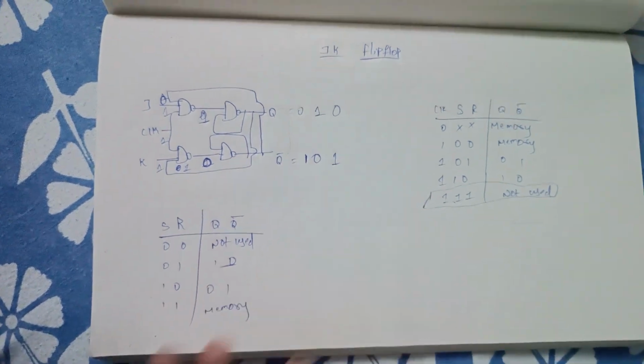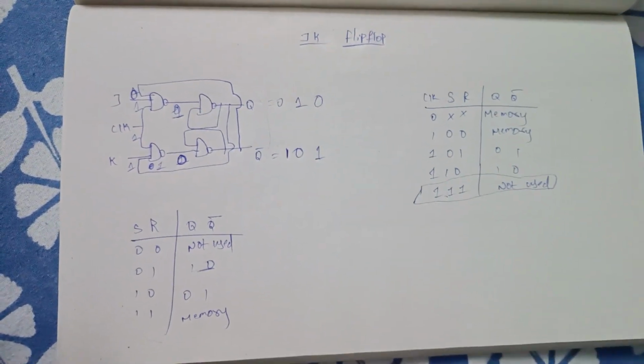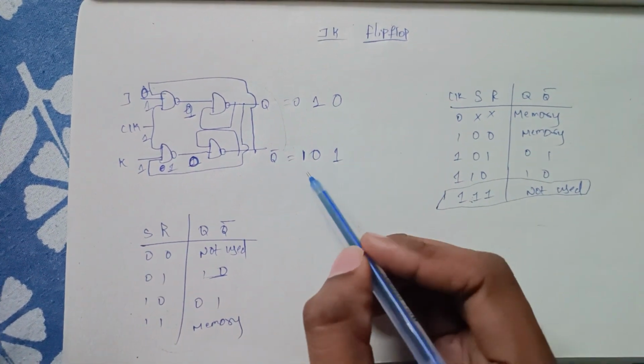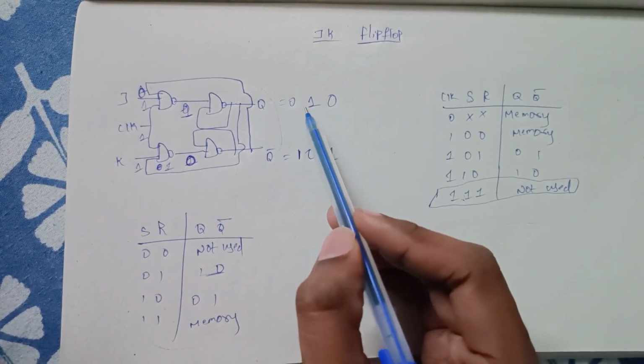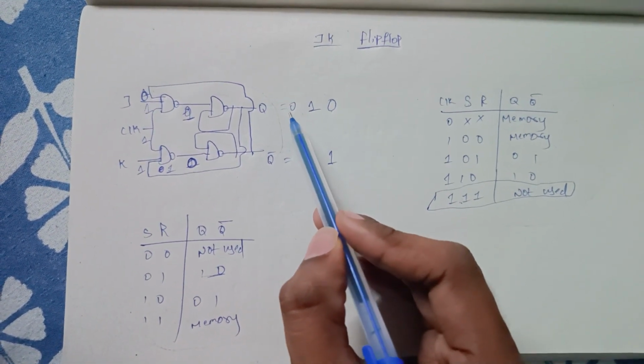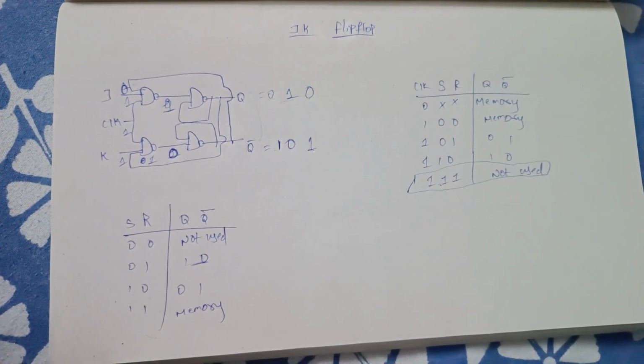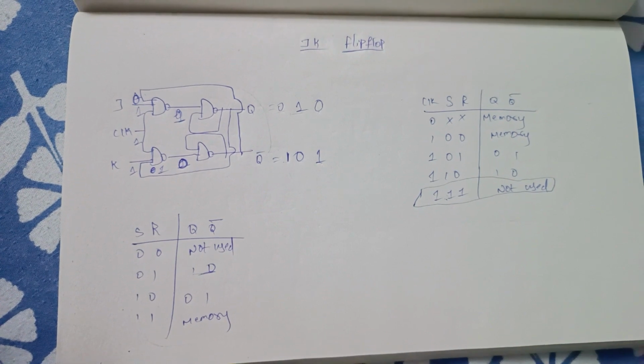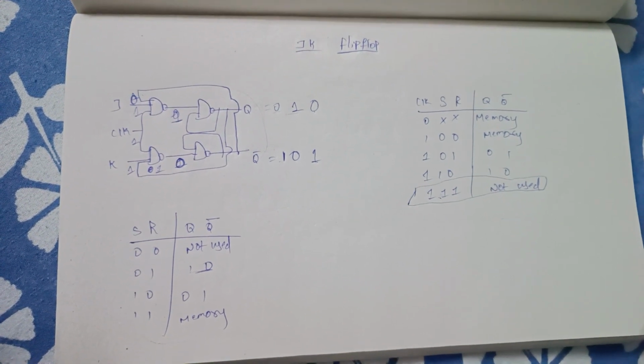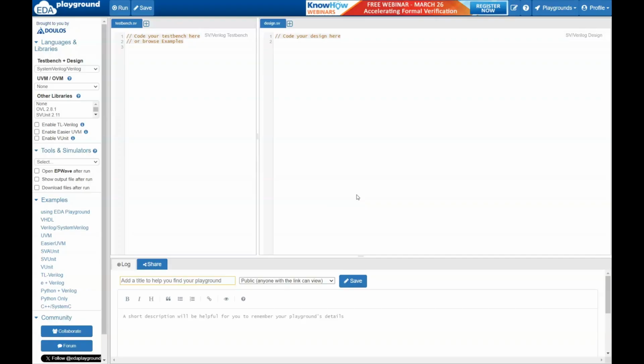In this way, we will not get the undesirable state, but we will get the toggle state. That means the outputs are continuously toggled. Here you can observe 0 1 0, here 1 0 1. In this way the JK flip-flop will work. And now we will see how to make the Verilog code for this JK flip-flop.